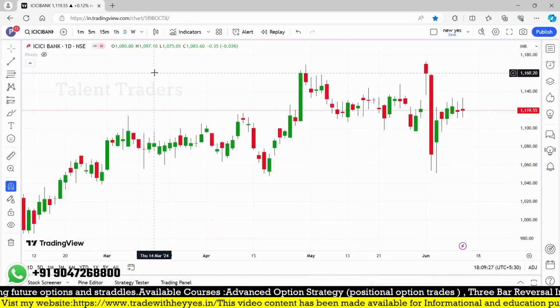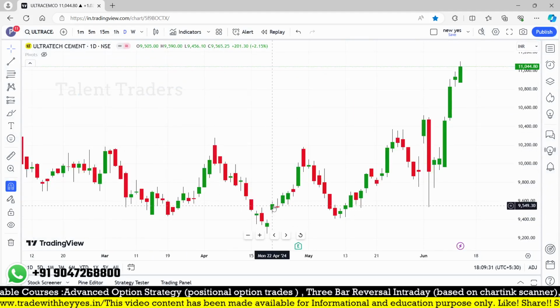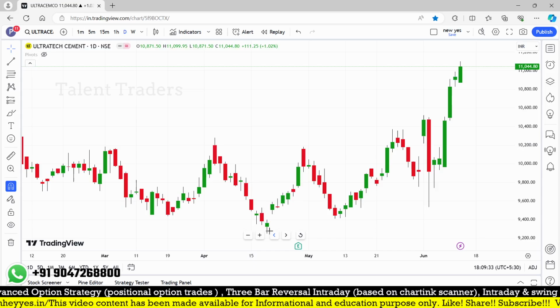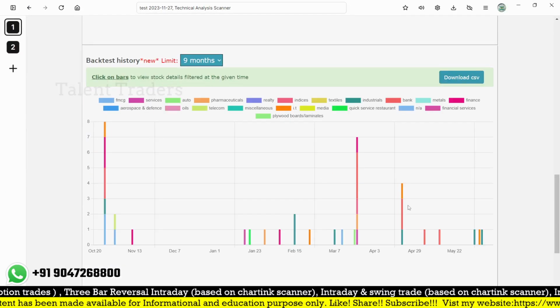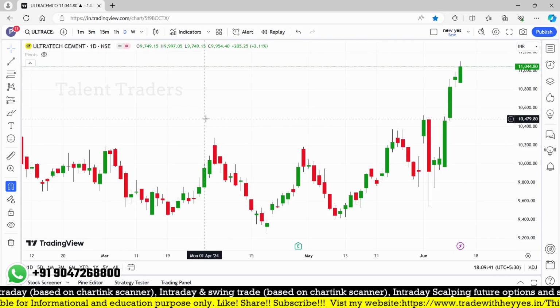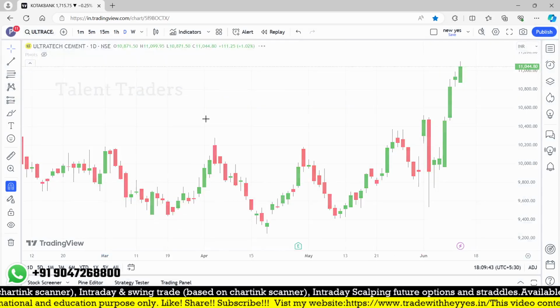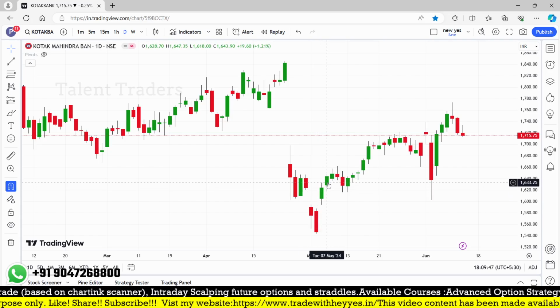And UltraTech and Techem. If you are looking for a swing scanner, that would be best. So here is the 22nd April, and the recent swing low. This is what the first scanner gives, and there are a lot of backtests also. And recently, Kotak Bank on 6.5. Let me check Kotak Bank, what is happening, whether any stop loss is there. So 6th May, here is an opportunity for a swing.